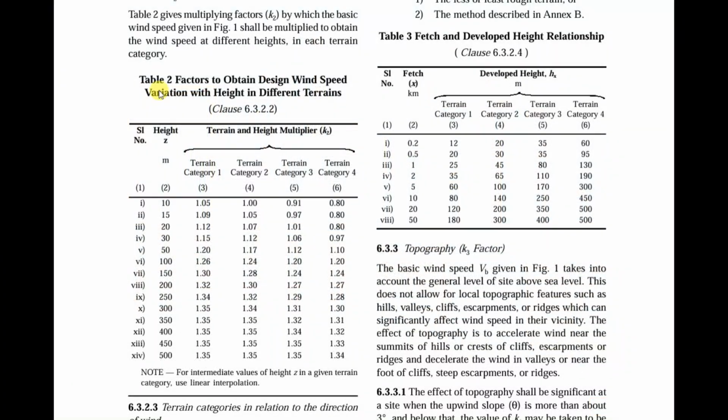In table 2 of IS 875 we get the height multiplier value, that is K2, for different terrain categories. We have seen the 4 terrain categories, and for that multiplier values are given as per the height. See here the height starting from 10 to 500, and you have to find out the height of the building, and then according to that you have to choose the terrain category. For example, if 20 meter is your height and your building falls under terrain category 1, you have to take the multiplier value as 1.12.